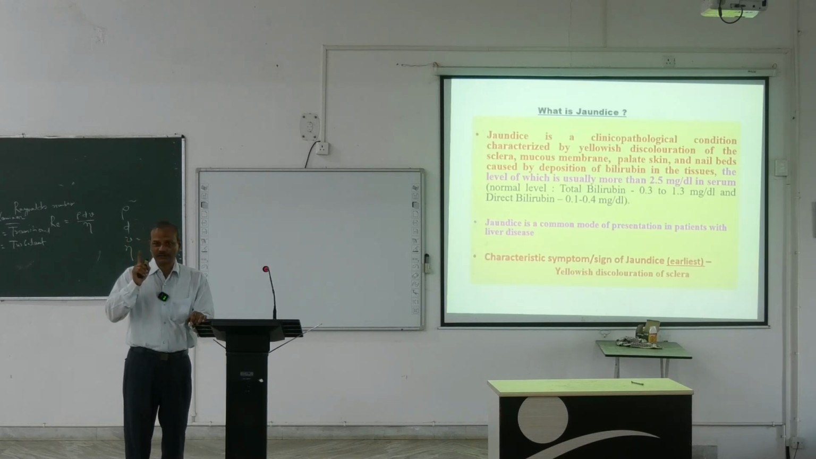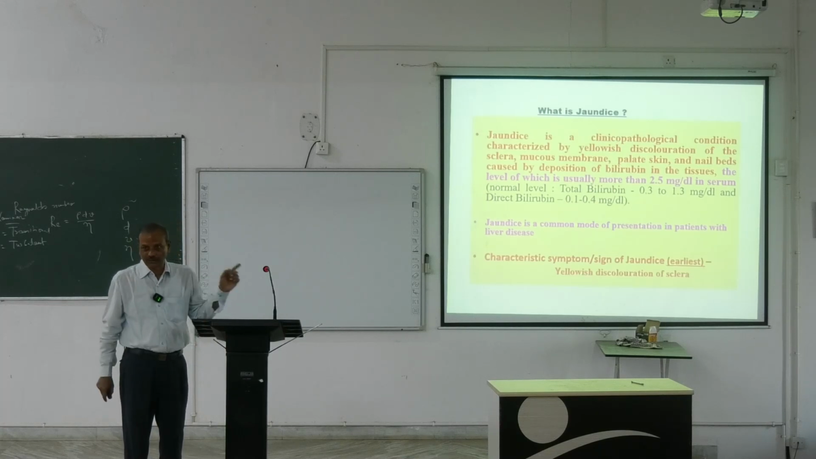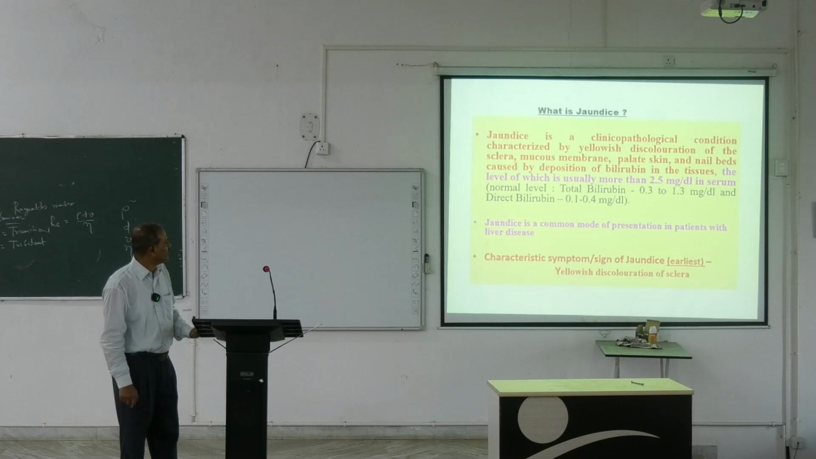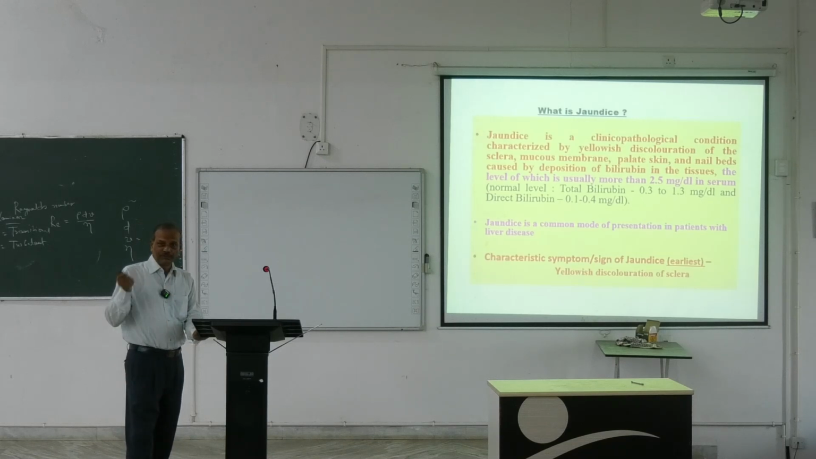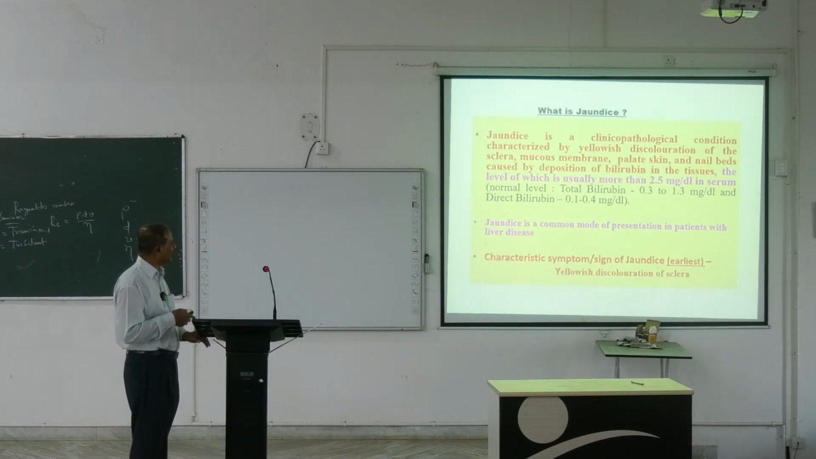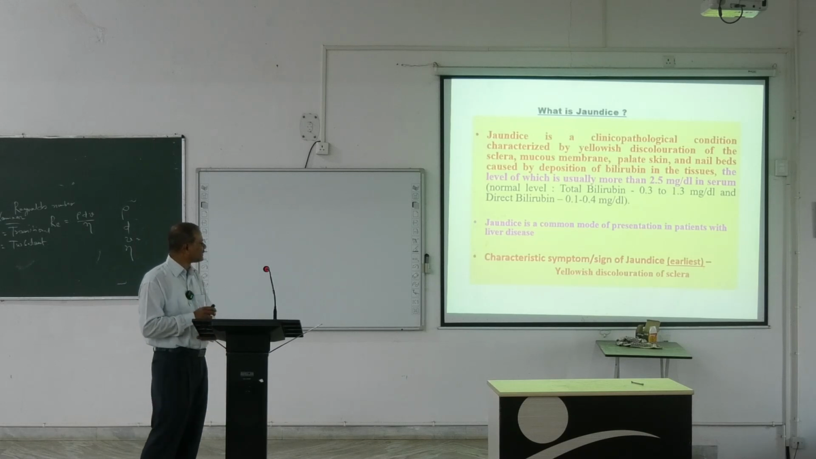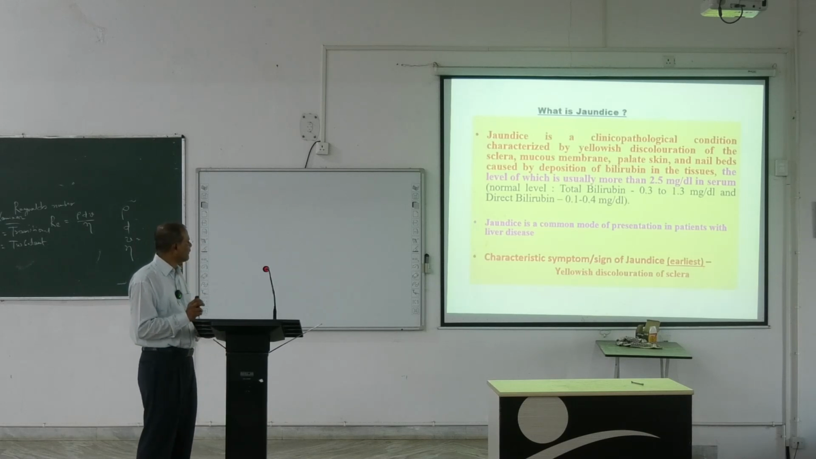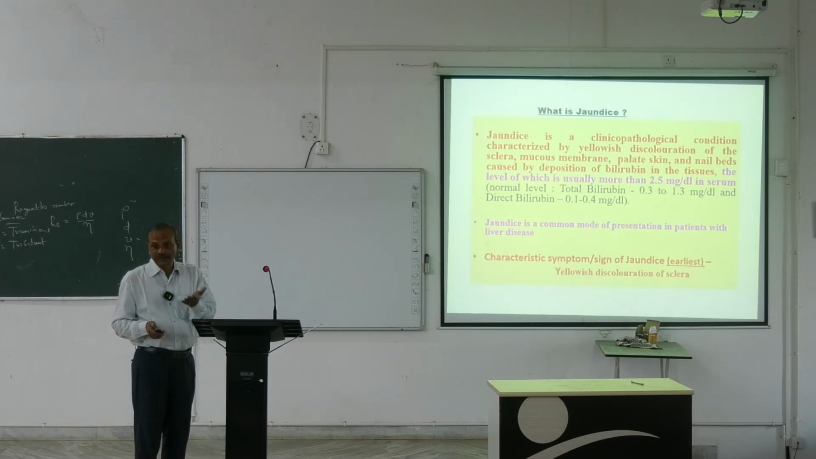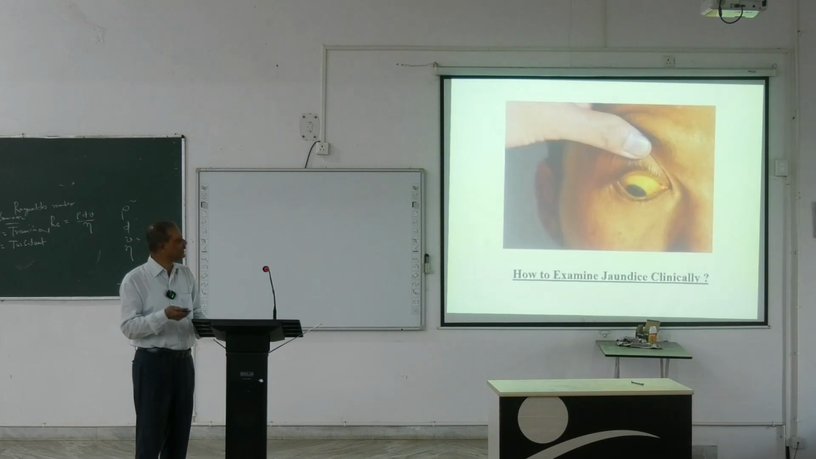Sclera is the white part, and hyperbilirubinemia is seen first in the sclera. I will show it to you. It is not only the sclera, but the mucous membrane, soft palate, and palm. These will all be stained yellow. And jaundice is a common manifestation of patients with liver diseases. The characteristic symptom is that patients will come because they are having a yellowish discoloration of the skin or urine.